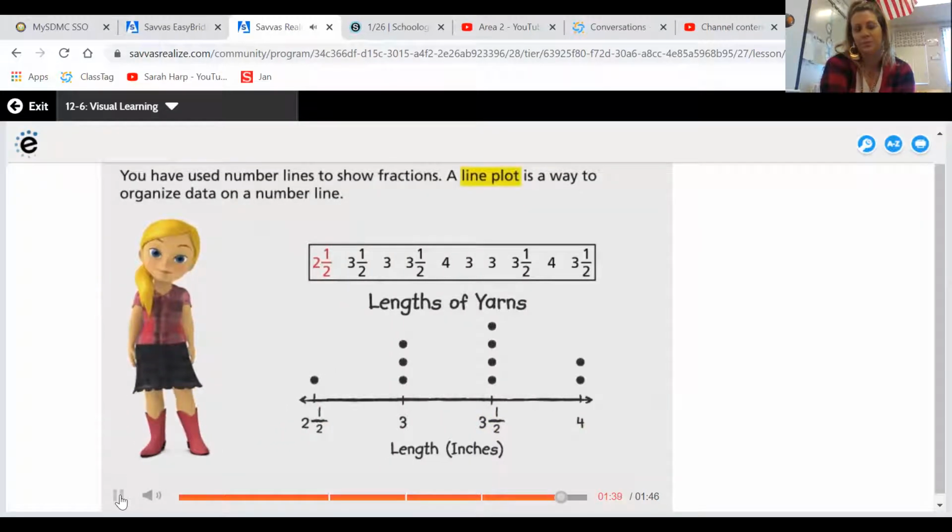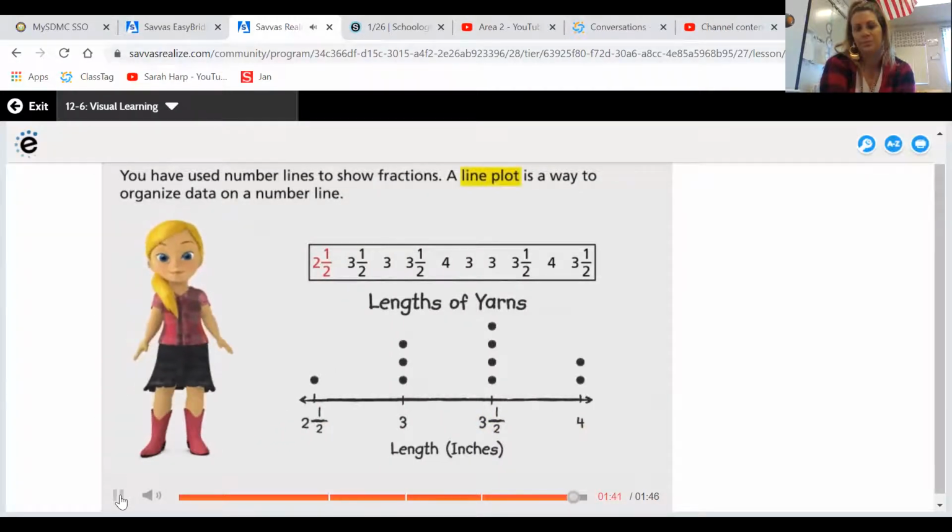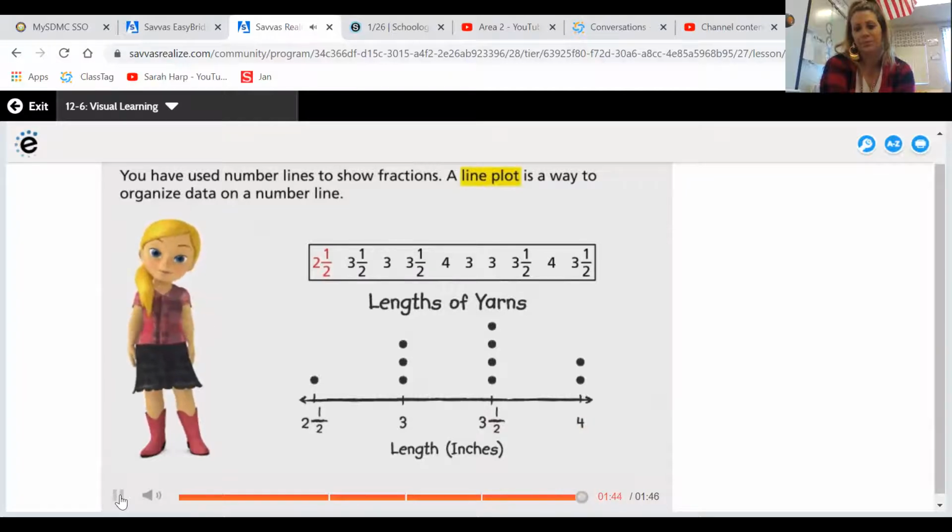You have used number lines to show fractions. A line plot is a way to organize data on a number line. All right, so before we practice in our book, let's just kind of stop and think about this. So they came up with their title, they drew their line plot, they started their line plot with the smallest measurement or number, okay? And then they ended it with the largest measurement or number, the longest measurement. Then they went through and put a dot to represent each measurement.